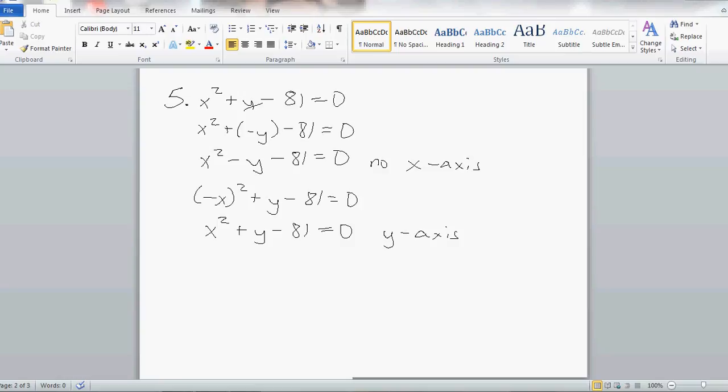Now, how we tell about origin symmetry is we let both the x's and the y's be negated and see if we come up with the same answer. So it'll be negative x squared plus negative y minus 81 equals 0. This is equal to x squared minus y minus 81 equals 0. And you see there is that sign difference. So there is no origin symmetry. And that's how we do all of these problems here.